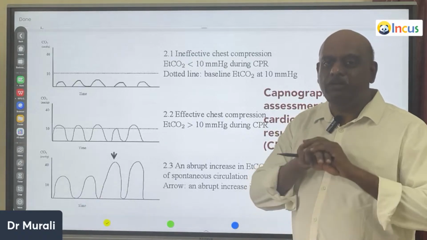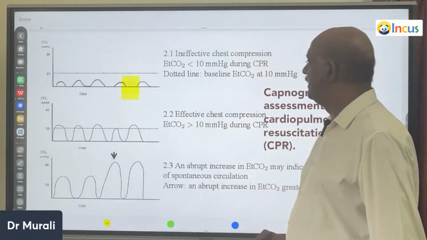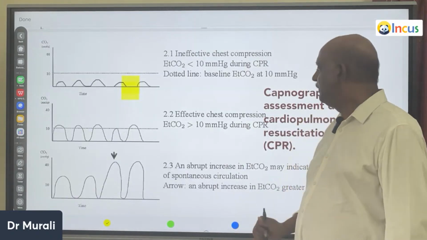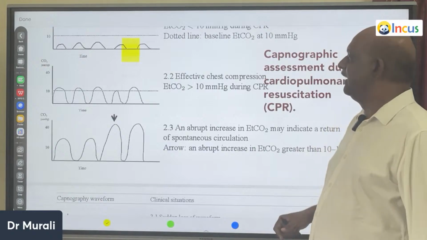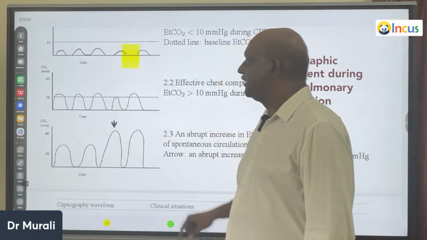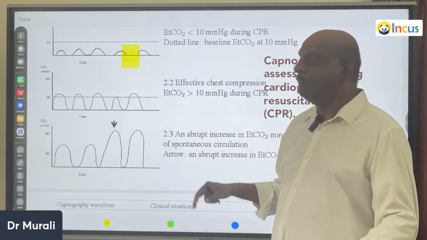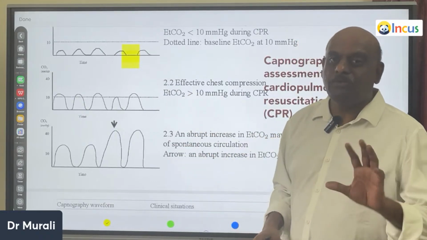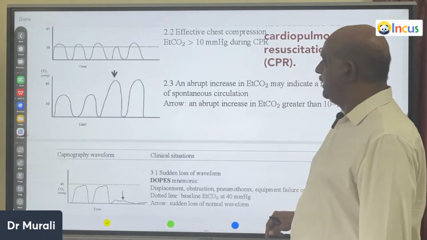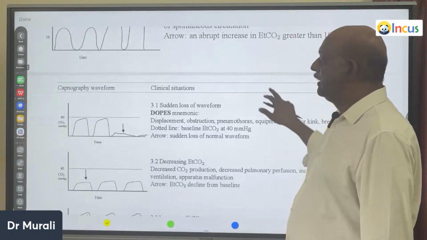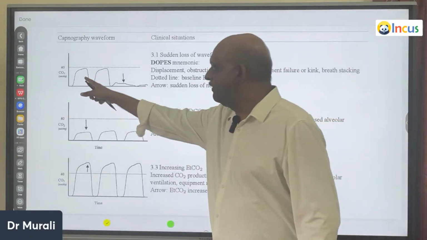If you are doing ineffective chest compression, EtCO2 will be less than 10 mm during the CPR. Similarly, if you are doing effective chest compression, it will be 10 mm. EtCO2 will be more than 10 mm during the CPR if your CPR is effective. So similarly, sudden loss of the waveform. So this is the typical waveform.